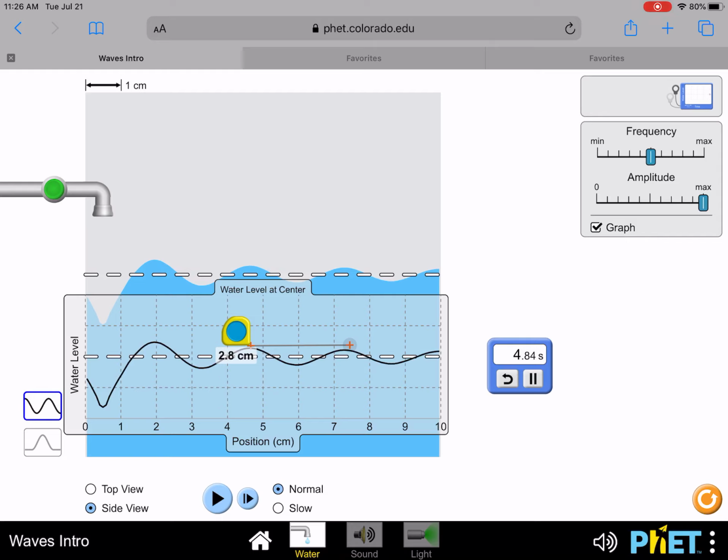Now, if I take my wavelength times frequency, my 2.8 centimeters multiplied by the 0.62 hertz, I get 1.7 meters per second. In the other one, we had 1.65. That is extremely close. So we can see there are 2 ways to figure the speed of a wave. One is simply distance over time, and the other is wavelength times frequency.